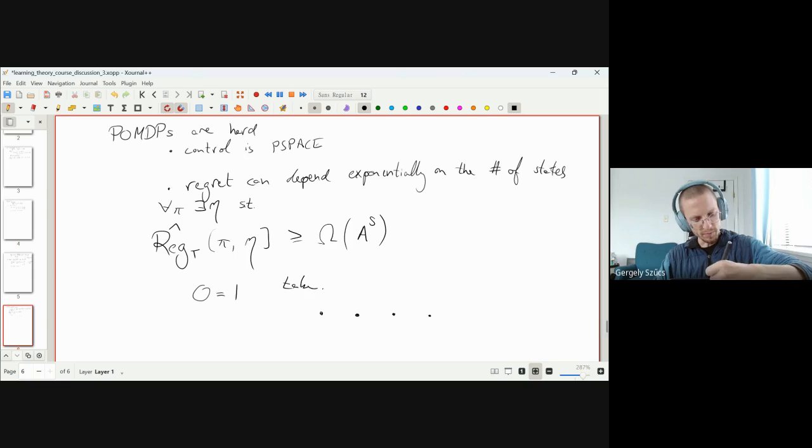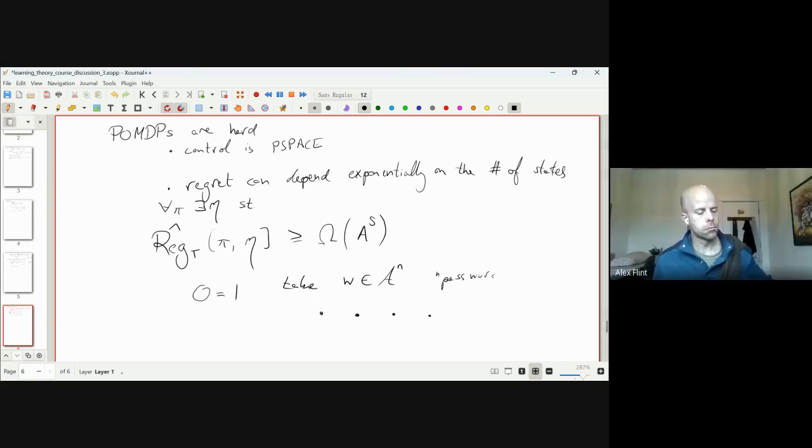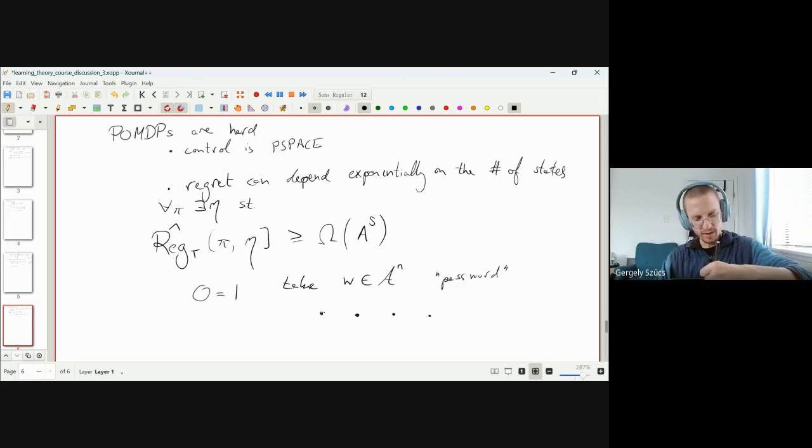Take a word of length n of actions. So this is kind of like a password. And then the way the POMDP is defined is that if you guess the first character of the password, you get to move on to the next state. And then if you get the second one, you get to go to the next one.